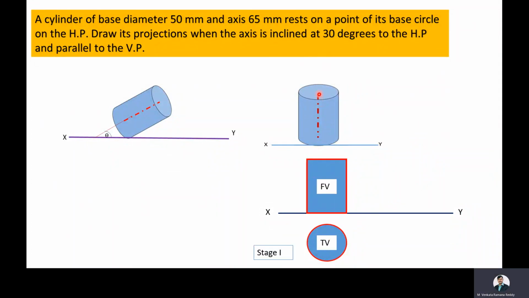Then in the second stage, we tilt the cylinder in such a way that it is going to rest on its point of the base circle on HP, and its axis is tilted with an angle of theta degrees with the HP, and it is parallel to the VP.